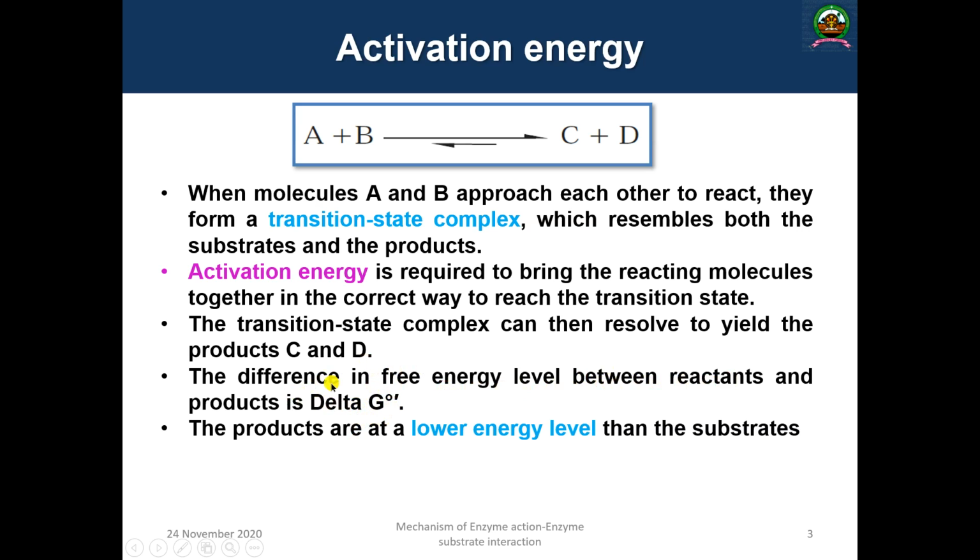And the difference in the free energy level between the reactants and product is delta G0. So there is a difference in the energy. That energy is denoted as the free energy difference between the reactant and the product, known as delta G0 dash. And the products always have a lower energy level than the substrate. The product always reaches a lower energy state than before it started the enzymatic reaction with the substrate.